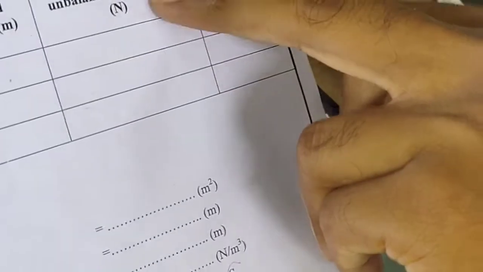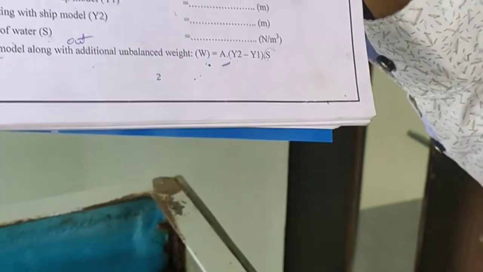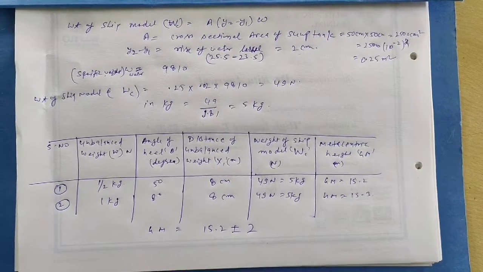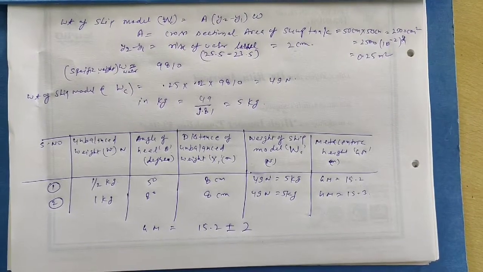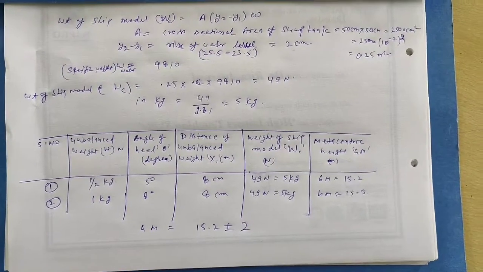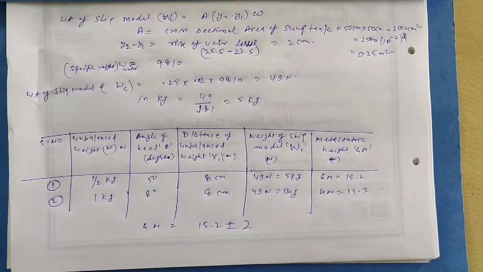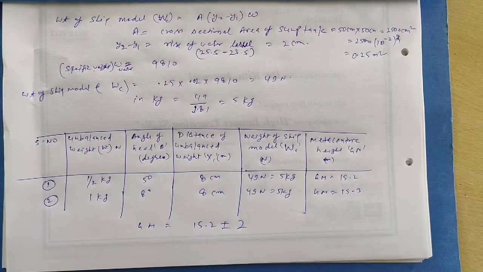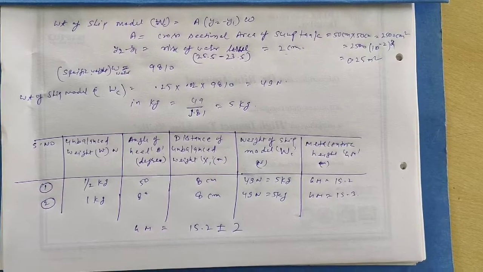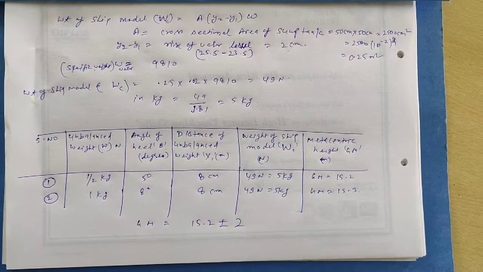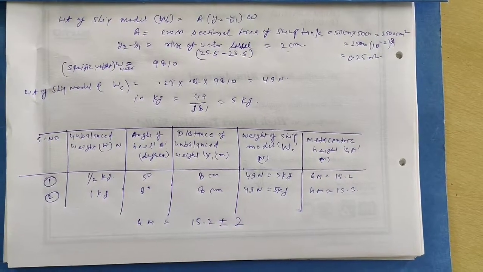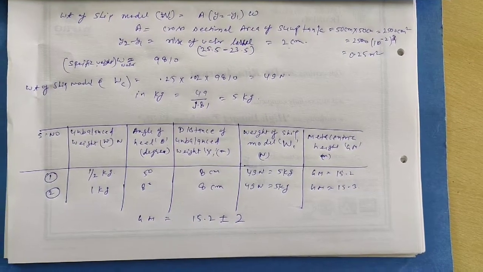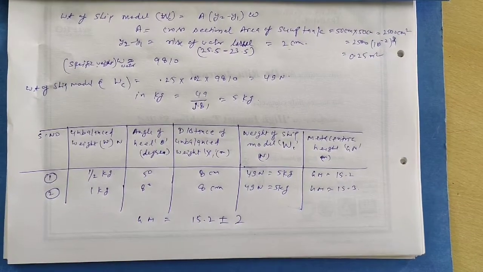We have already calculated the weight of the ship model by multiplying the rise in water level and the cross-sectional area of the sump tank. Now come to the calculation part. First, the weight of ship model. The formula is area into rise in water level, that is y2 minus y1, and omega, the specific weight of water. The cross-sectional area of the sump tank is given as 50 centimeter by 50 centimeter, that is 2500 centimeter square, which we convert to 0.25 meter square.